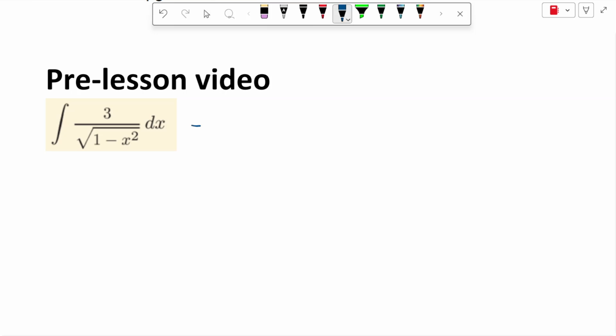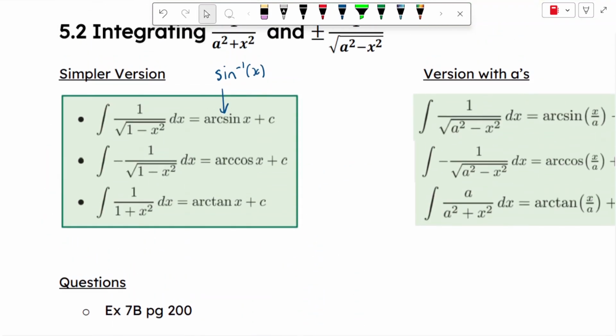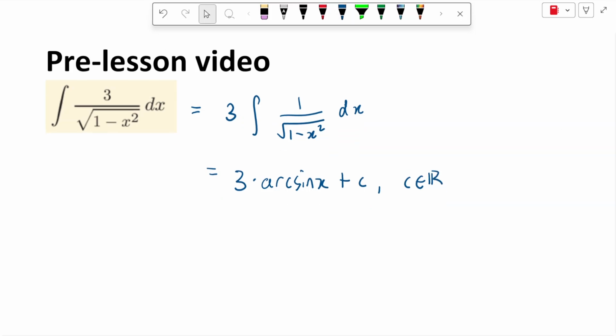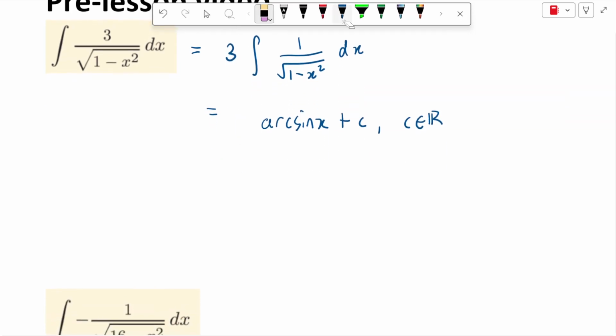So basically this one here, what we need to do is pull the 3 out the front of the integral first. So you get that. And then this is literally just one of the rules. So it's 3 times, and that was the first rule there, arc sine of x plus c, c in R. Done. And you can get rid of the dot there if you want. So you can just leave it as like 3 arc sine of x.